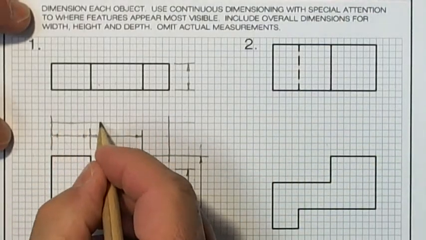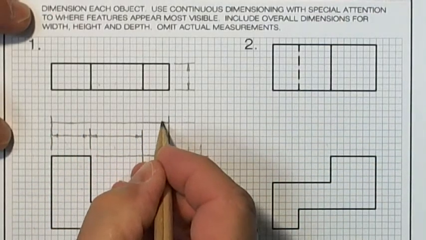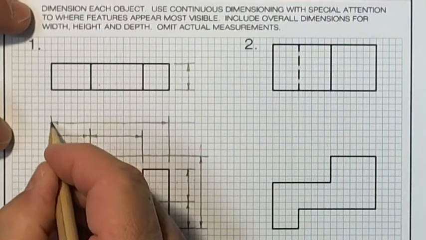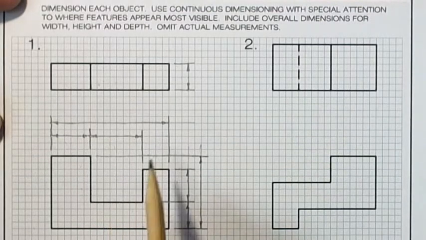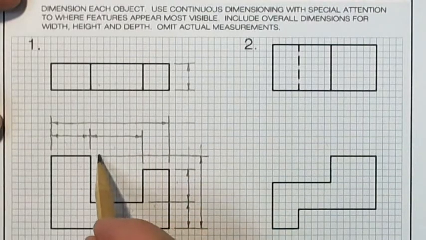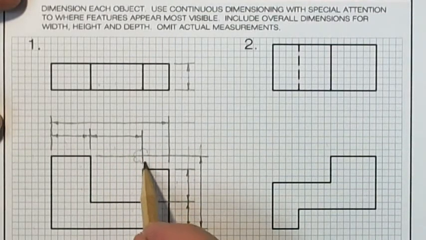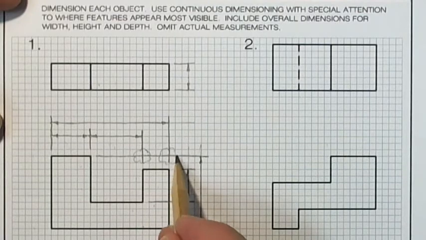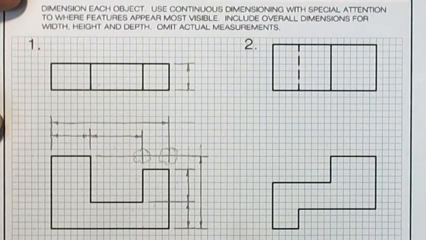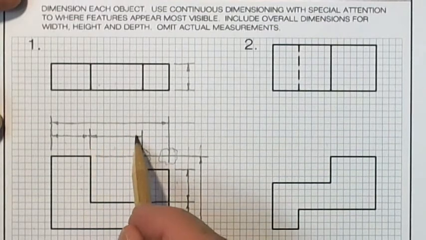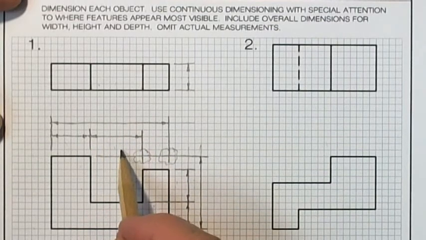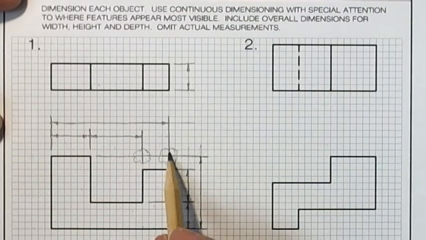And here's my overall width. And this first problem is now dimensioned. Notice that extension lines can cross, as here and like here. However, I never want to cross a dimension line with a dimension or an extension line, but it's okay for the extension lines to cross one another.